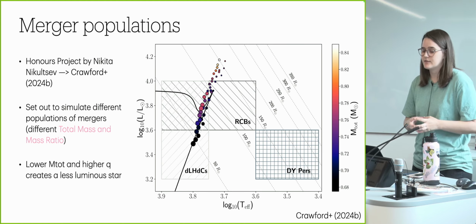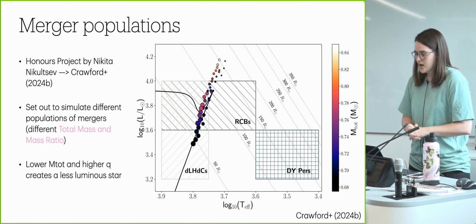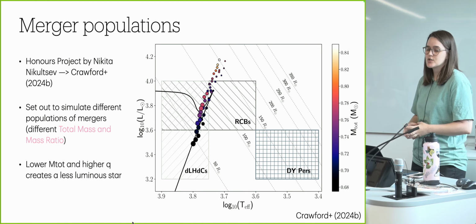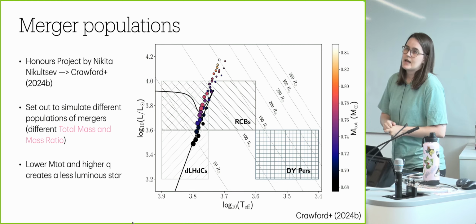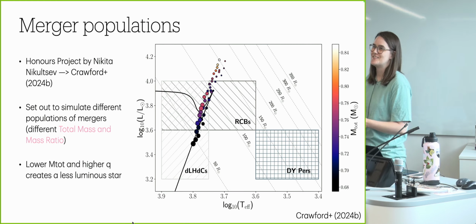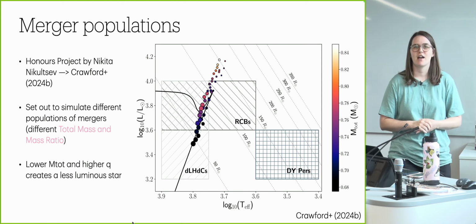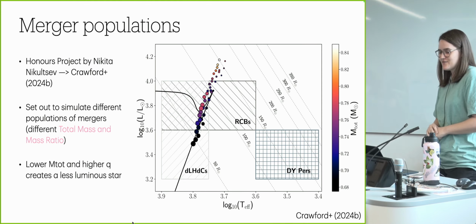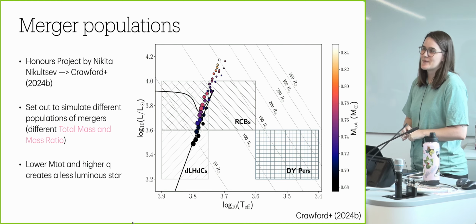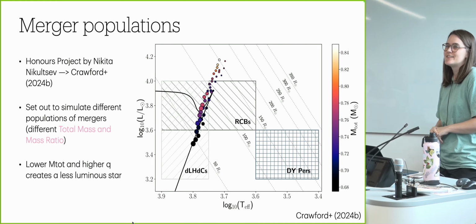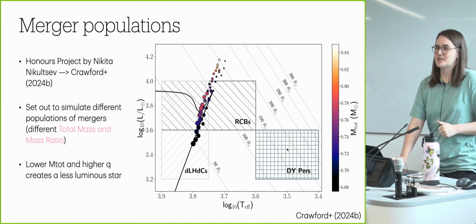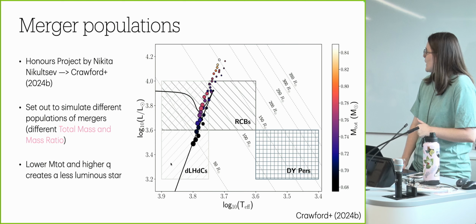So this was an honors project done by my student Nikita Nikoltsev, which turned into a paper this year after he left the field. And what he did was set out to simulate different populations of mergers to try to explain actually the DY Per stars and not the dLHdCs. But he by accident explained the dLHdCs. So what he wanted to do was try to test different total masses and mass ratios to see if we could actually move them. We wanted to move them rightwards. That clearly did not happen. But we moved them this way.